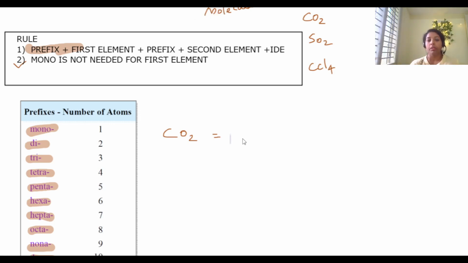So what should be the name? Carbon. And how many oxygens are there? CO2, so 2, which means the prefix should be di. Carbon di, and the second element is oxygen with the ide, so oxide. So carbon dioxide is how you name it. Similarly, SO2: sulfur is one in number, so no need for mono. You write sulfur dioxide.